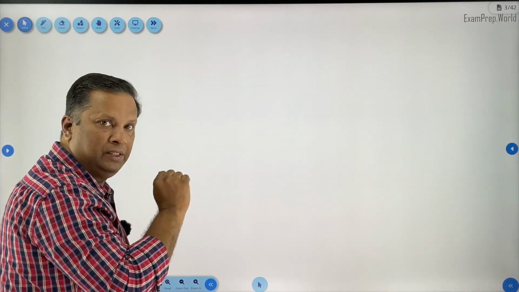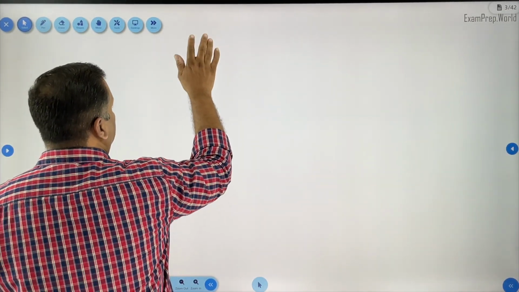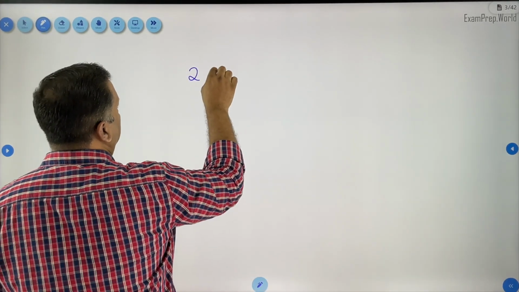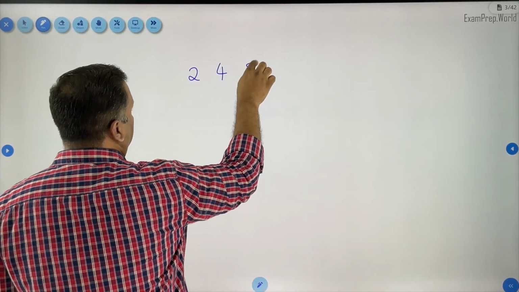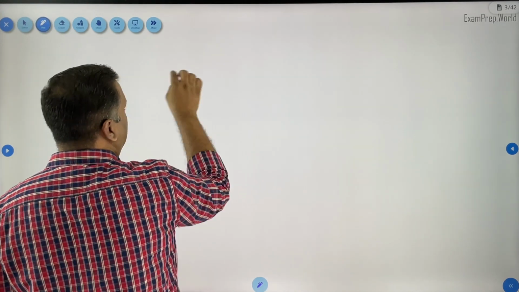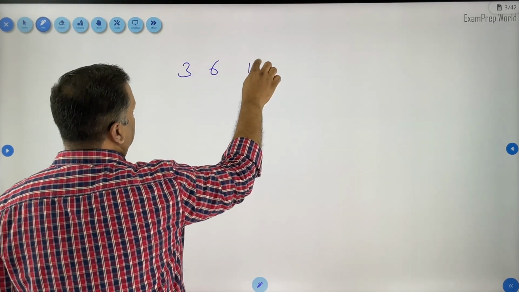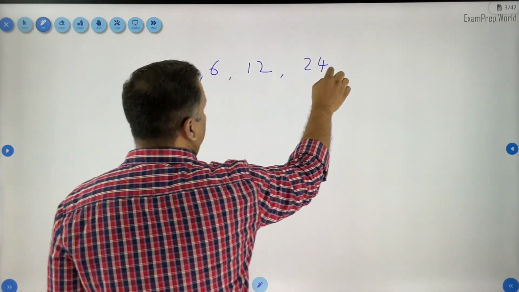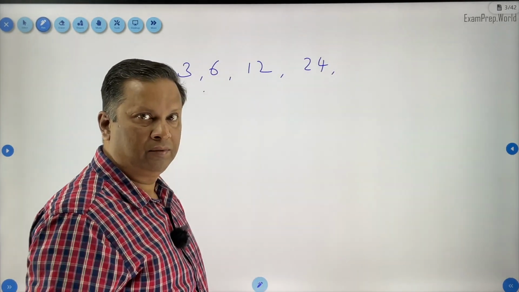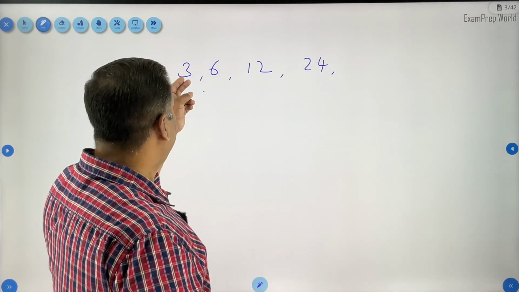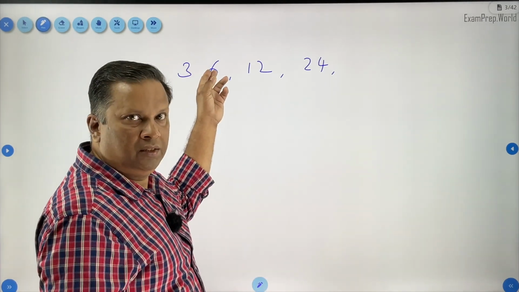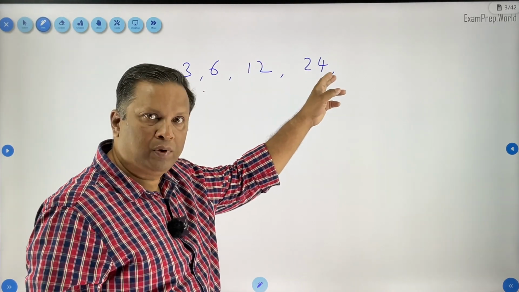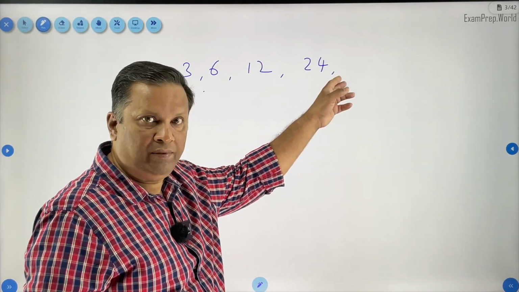Suppose I have a sequence something like this: 3, 6, 12, 24. What do you see here? What's happening in this particular sequence? We see that 3 multiplied by 2, we get 6. 6 multiplied by 2, we get 12. 12 multiplied by 2, we get 24, correct?